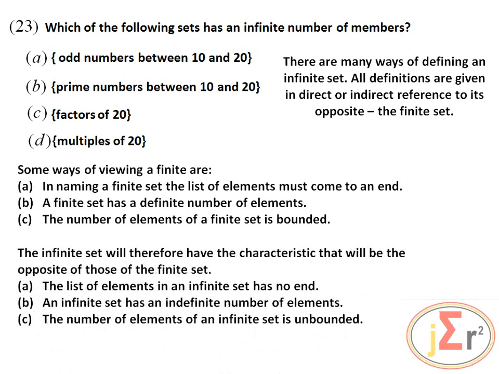The infinite set will therefore have the characteristic that will be the opposite of those of the finite set. The list of elements in an infinite set has no end. An infinite set has an indefinite number of elements. The number of elements of an infinite set is unbounded. In discussing the options, we will give examples of finite sets and probably a single example of an infinite set.